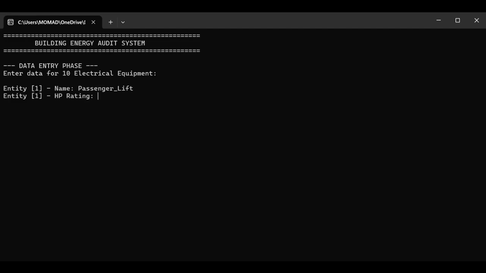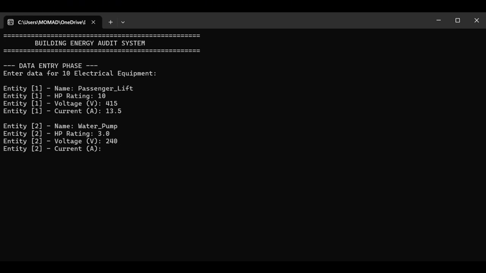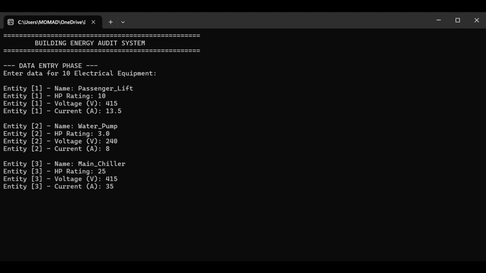First, I am entering the passenger lift with an HP rating of 10, voltage of 450 volts and current of 30.5 amperes. Second is the water pump with an HP of 3.0, voltage of 240 volts and 8 amperes. And third, our most heavy duty entity, the main chiller with an HP rating of 25, voltage of 450 volts and current of 35 amperes.